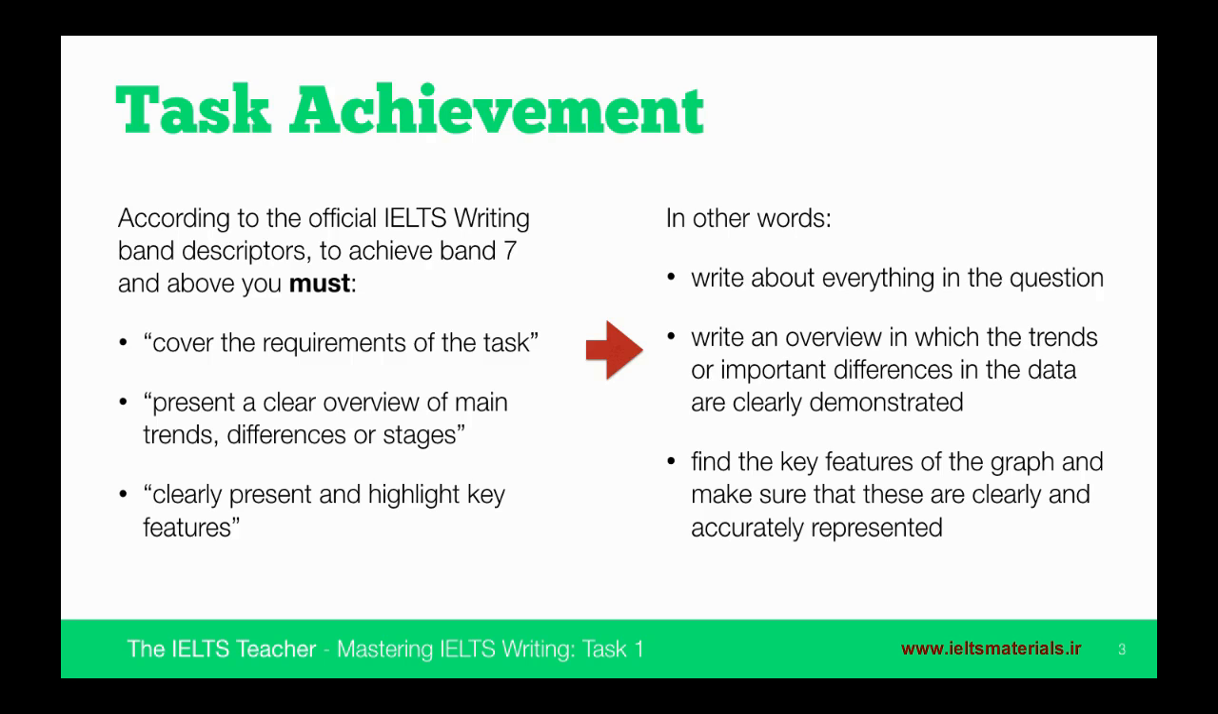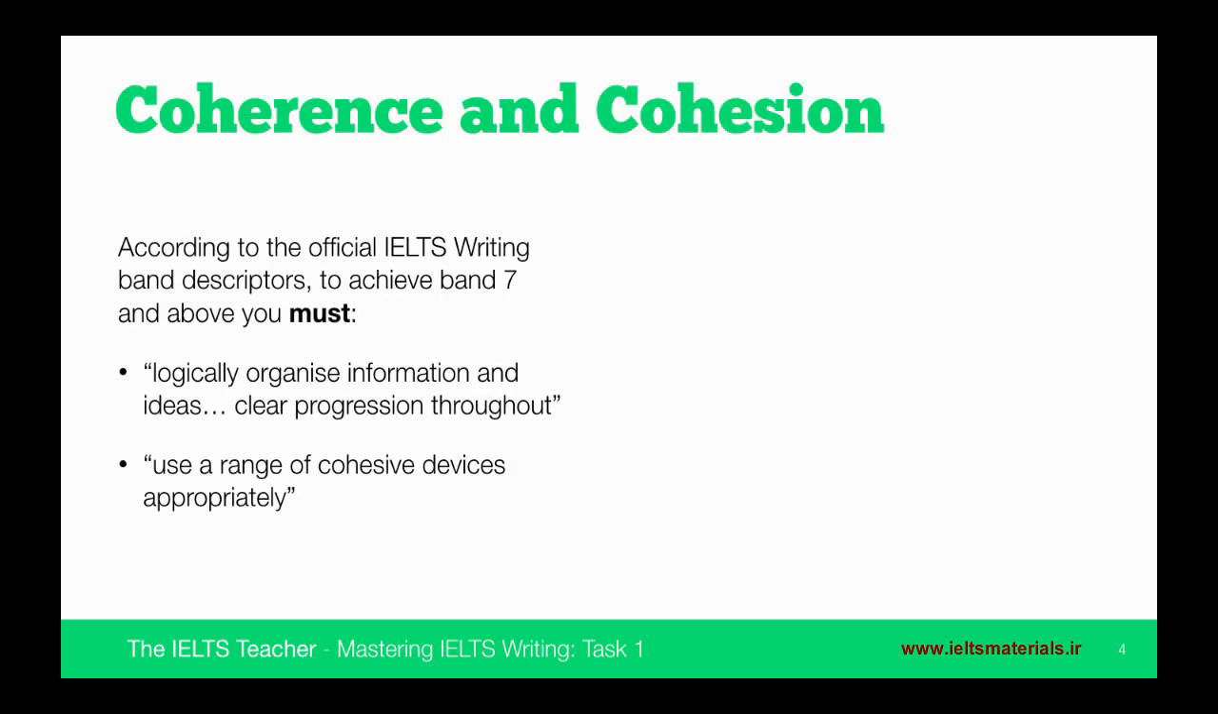You need to make comparisons where relevant. You need to write an overview in which the trends or important differences are clearly demonstrated. And you need to find the key features of the graph and make sure that these key features are clearly and accurately represented. Now, accuracy is important as well. How about coherence and cohesion?